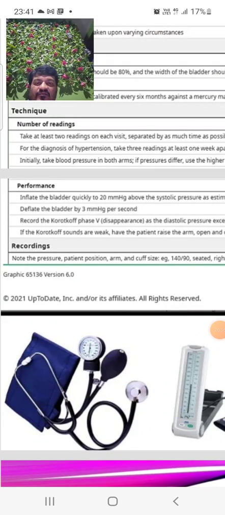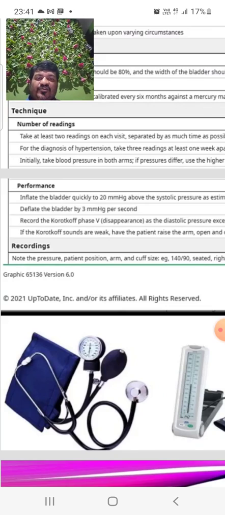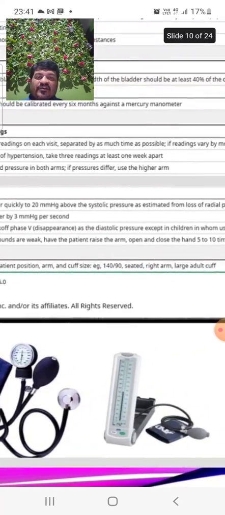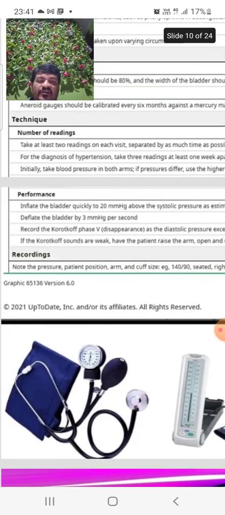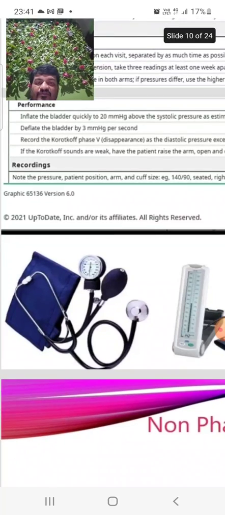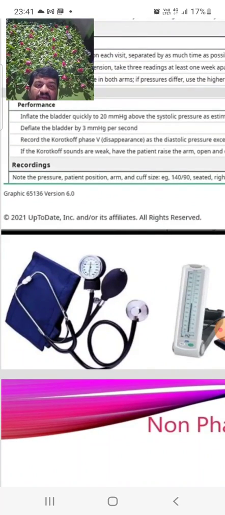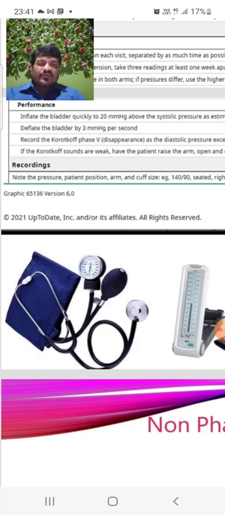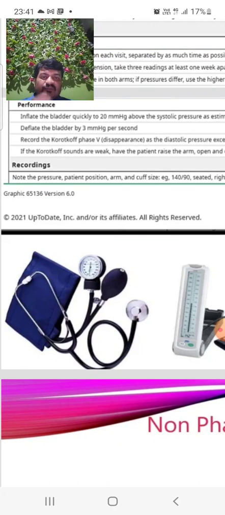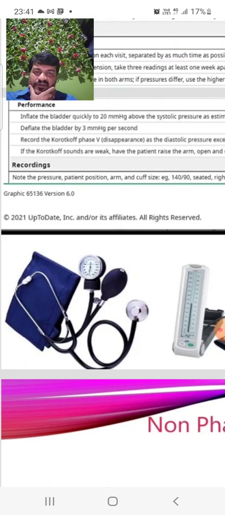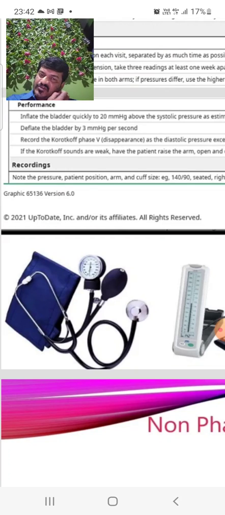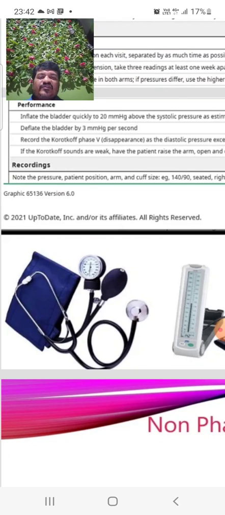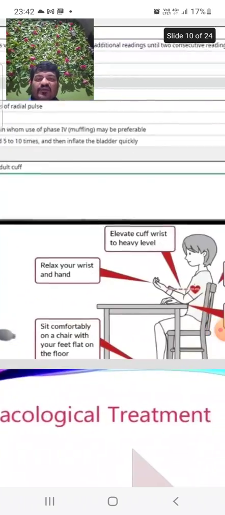Note the pressure, patient's position, arm and cuff size, such as 140/90 and seated, right arm, large adult cuff. Okay, so this is the blood pressure instrument what we are seeing here. This is the mercury manometer. But nowadays, if we talk about the NIBP, then they are not using the mercury instruments, but they are using this kind of instruments which आप लोग इस पिक्चर में देख सकते हैं.